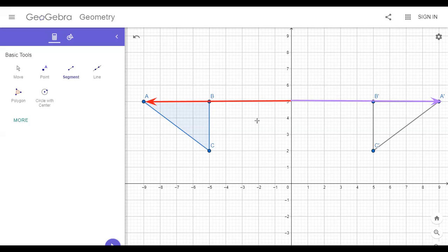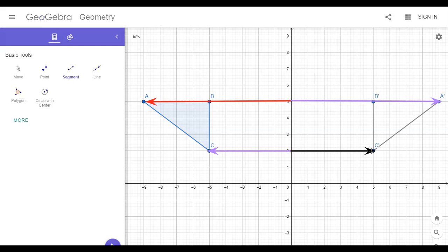Similarly for the points B and C. C is located here. This distance is the same as this distance. The object distance and the image distance will be the same. Only the location is changed. Only the position is changed. Shape and size will remain the same. So the object and the image will be congruent.